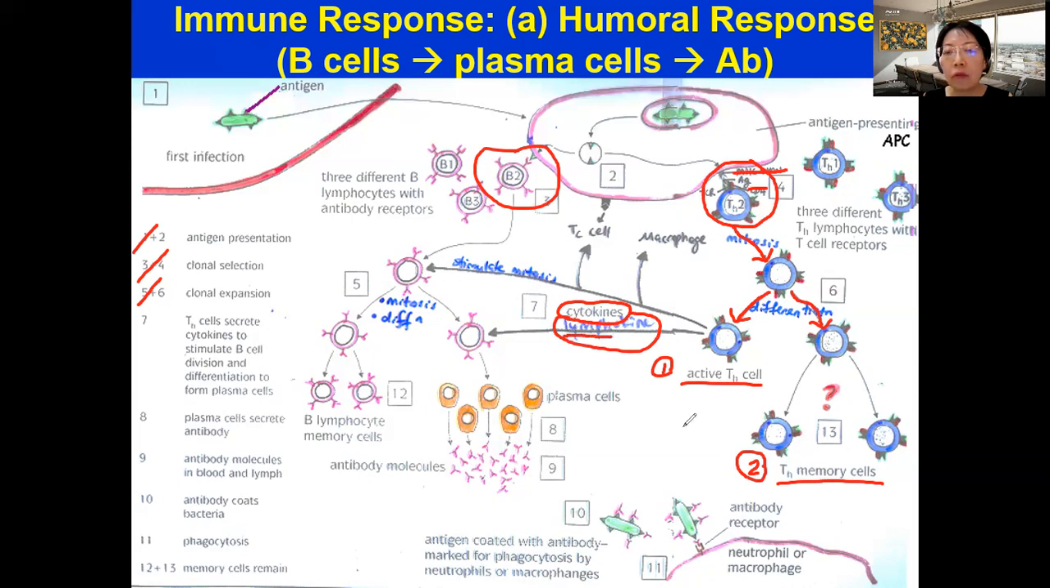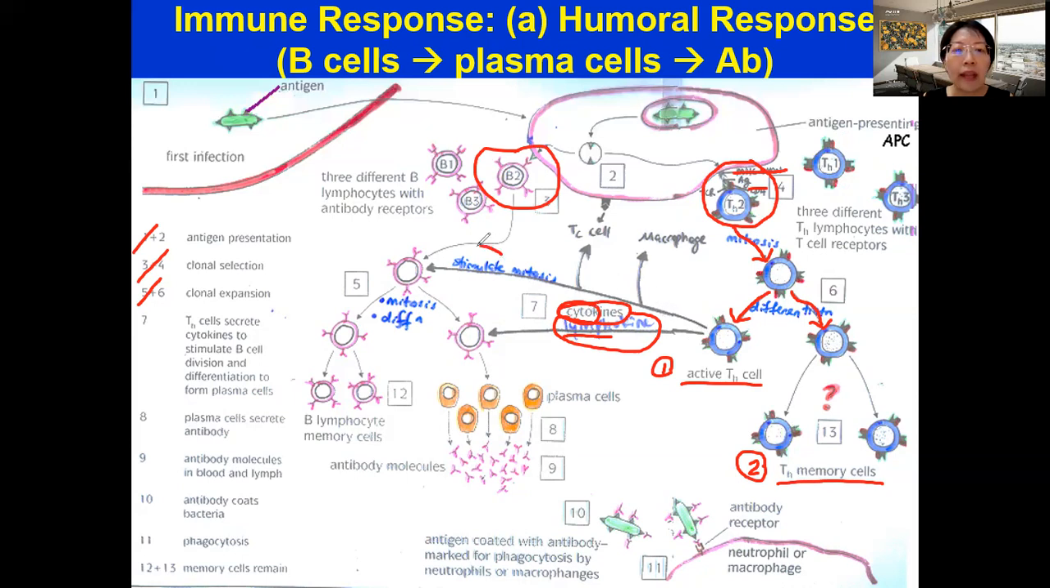The T cells are lymphocytes. Cytokine is a chemical secreted by cells, cyto means cell. So cytokine is a more general term. Lymphokine is a more specific term. They are the same thing. Okay, so the active T helper cell will secrete the cytokine.